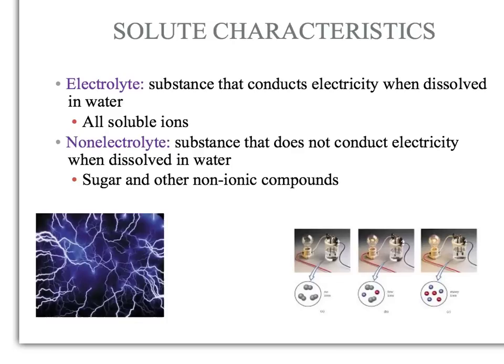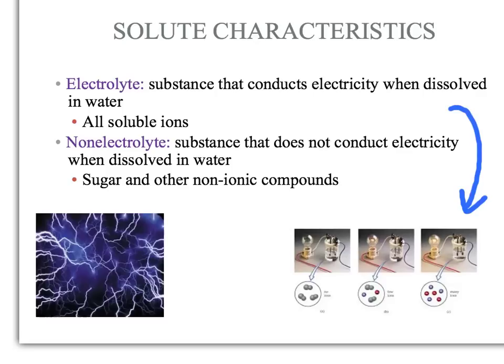Okay, so the last little detail about solutions that we're going to talk about today are some of the characteristics that we use to describe the solute itself. So when we add a solute to a solvent, assuming that solute breaks down or dissolves, if it is able to conduct electricity, and you can see that kind of in this picture down here, then we call it an electrolyte. That means it has charged particles. Electricity requires the presence of charged particles.